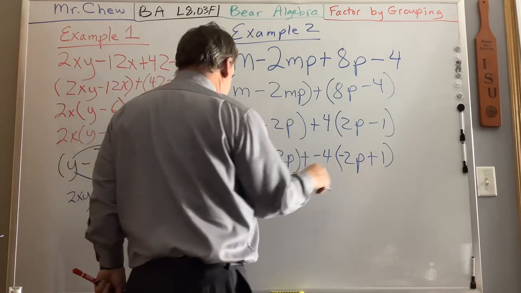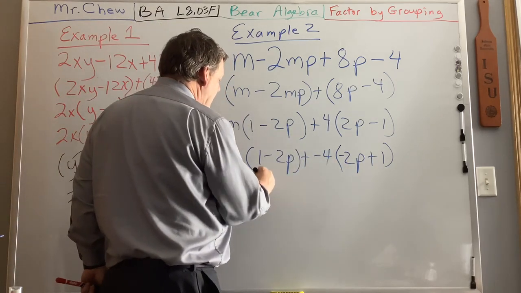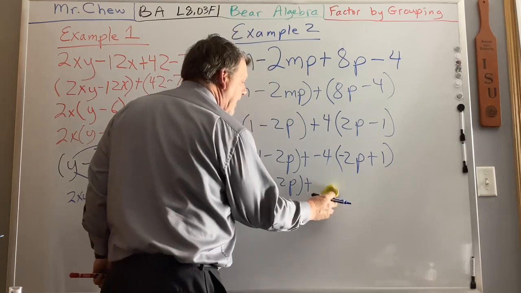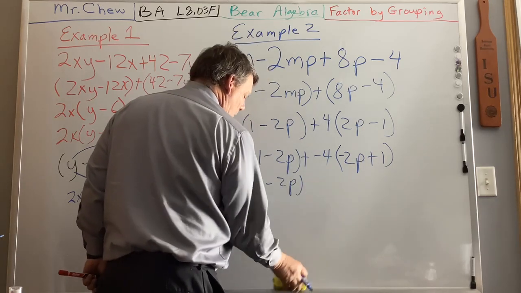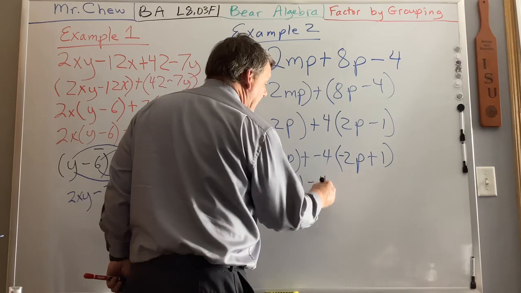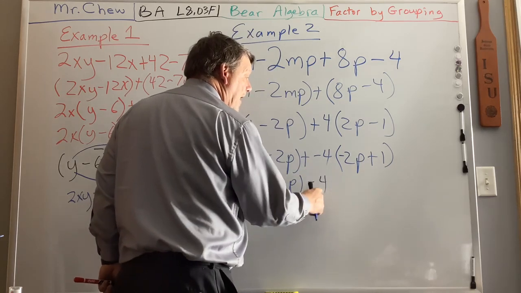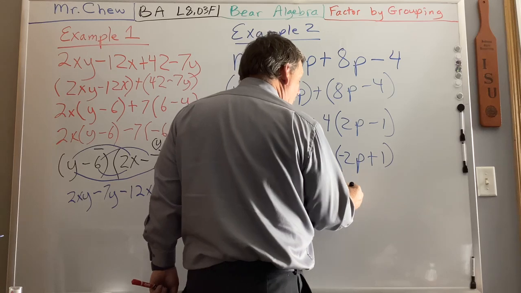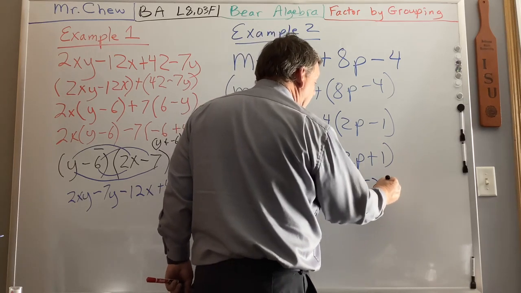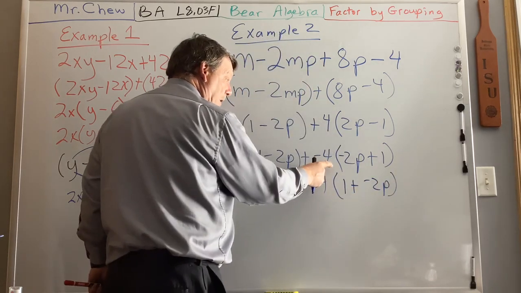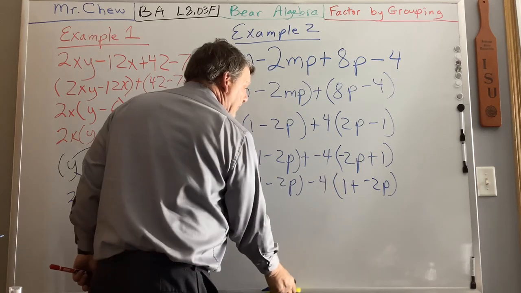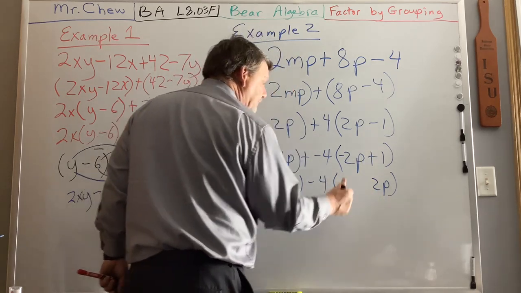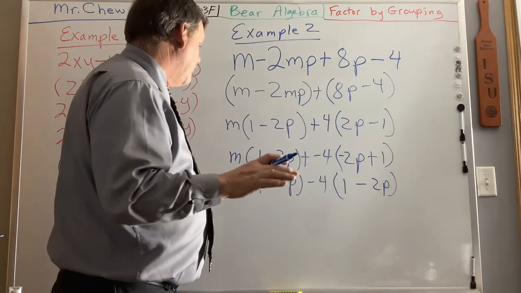Now, I didn't do it on this step here, but I should have. Let's just rewrite this as m times 1 minus 2p. And then plus negative 4 is the same as minus 4. They're the same thing. Plus a negative 4 is the same as minus 4. And I can switch these, and it becomes 1 plus negative 2p. Well, just like I changed the plus and negative 4 to minus 4, I can change the plus and negative 2p to minus 2p. That's just pre-algebra.